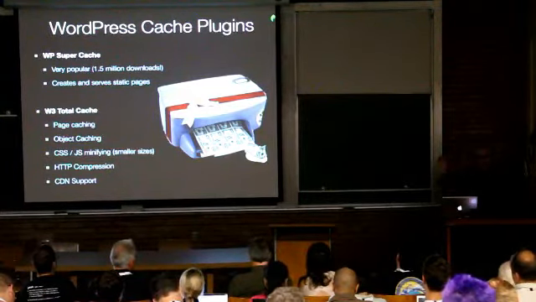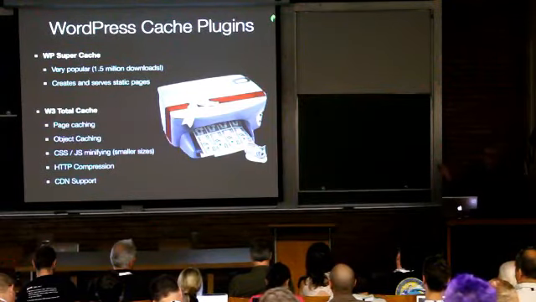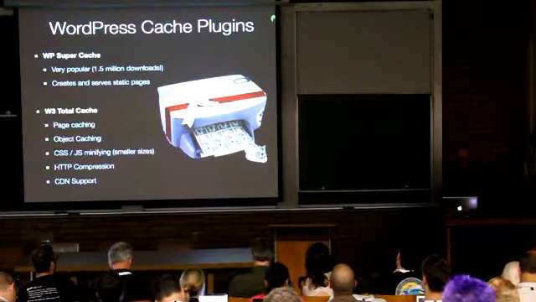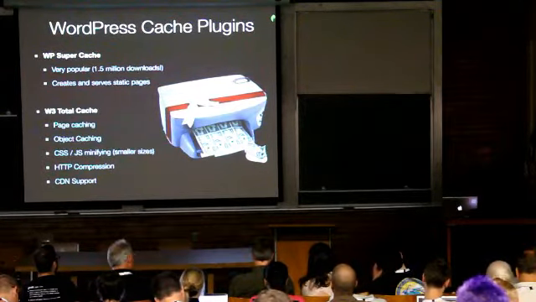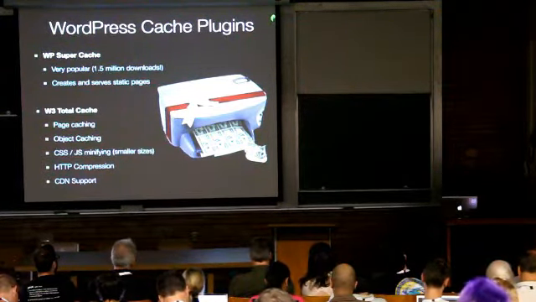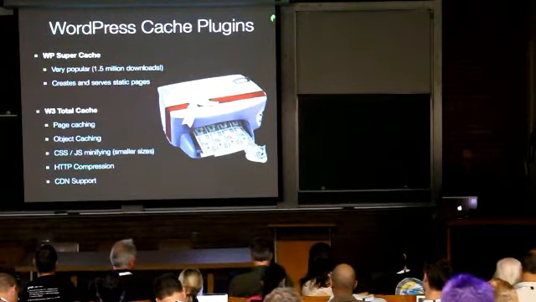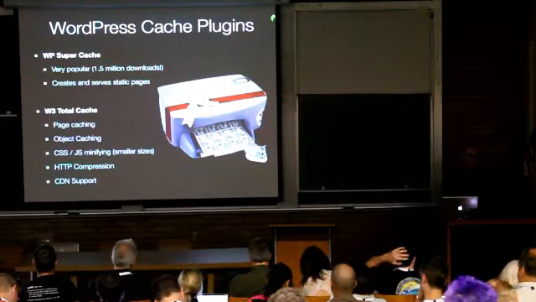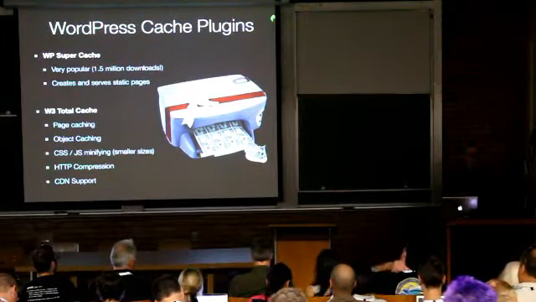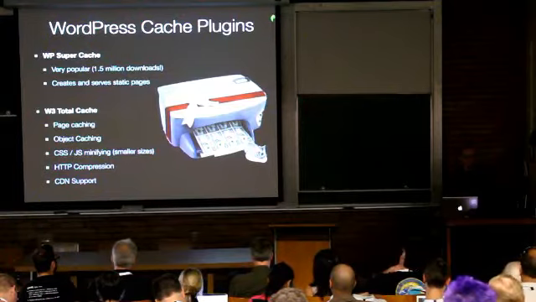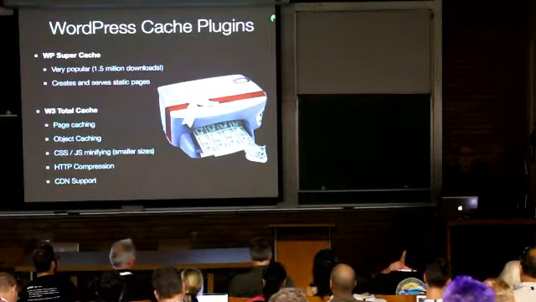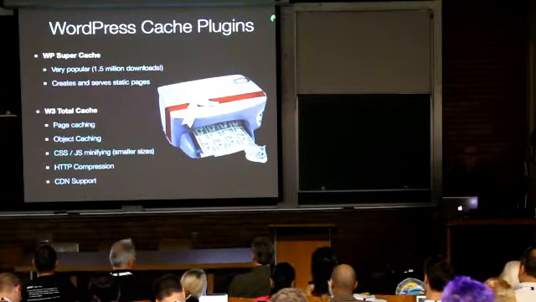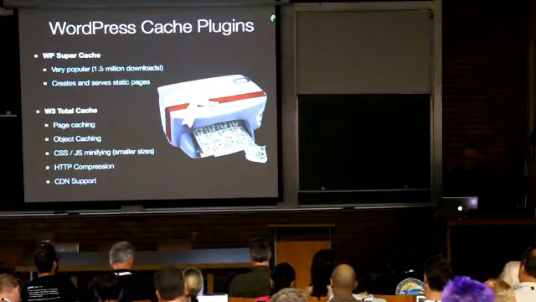Now the new kid on the block, which has been out about a year and a half or so, W3 Total Cache. I am in love with this plugin. It does the page caching that's available in WP Super Cache. It also handles object caching for us, which is related to WordPress. And the CSS and JavaScript minifying, which is going to help us speed everything else up. What it does is strip out white space and compress everything together, making the JavaScript and CSS files smaller, so it's quicker for users to download.